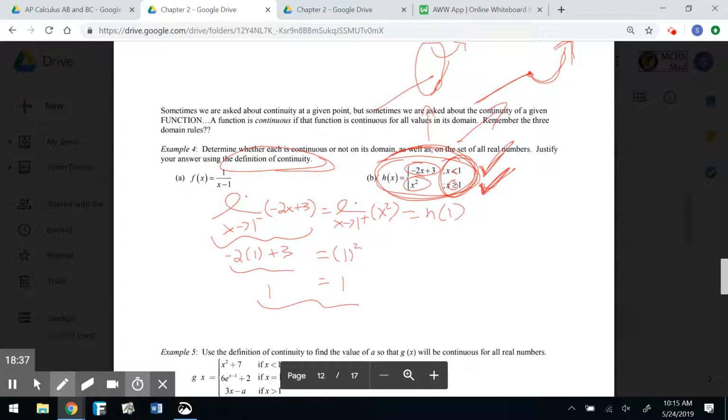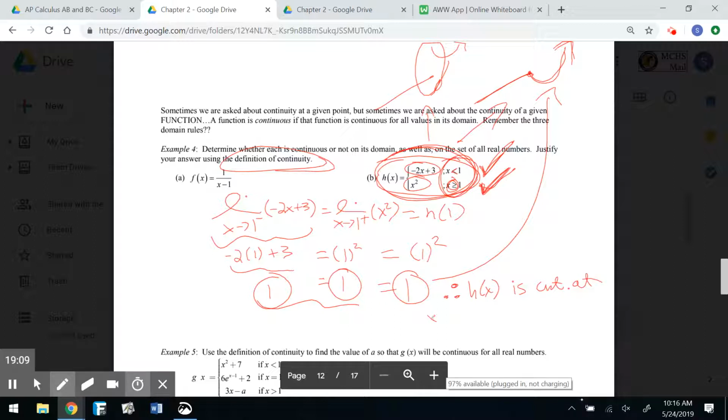And then what about the actual function value? Well, which piece am I going to use? Is it that simple, Mr. Tanaka? I just have to look for the equal sign. So let's use that bottom piece. It's 1 squared, which is equal to 1. Oh, snap. 1, 1, 1. Very cool. It's going to look like that. So what do we do? Therefore, h of x is continuous at x equals 1.